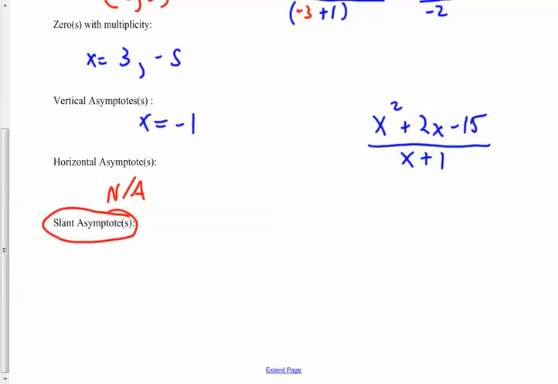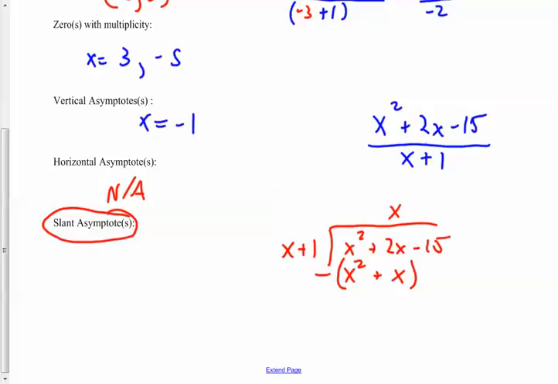And to find the slant asymptote, this is where I could use synthetic division since it's just a degree 1 term on the bottom, but I can always use long division and divide out looking for the non-remainder piece. So let's divide out. X goes into x squared x times. So multiplying x times x plus 1, I should get x squared plus x. Again, my division algorithm says to subtract that polynomial. So x squared minus x squared leaves nothing there. 2x minus x should leave me just an x left over, and I can bring down the next term. I'm left with an x minus 15.